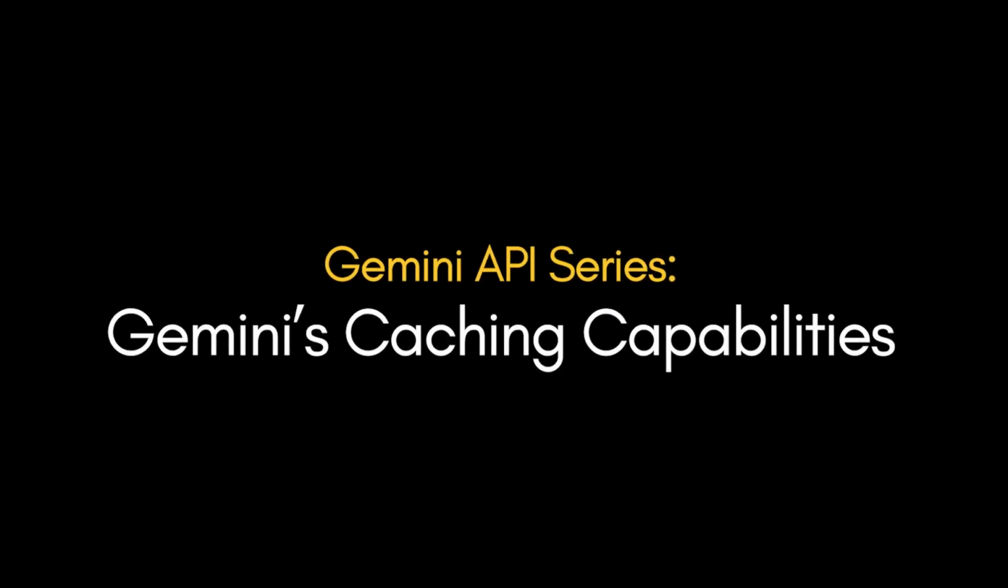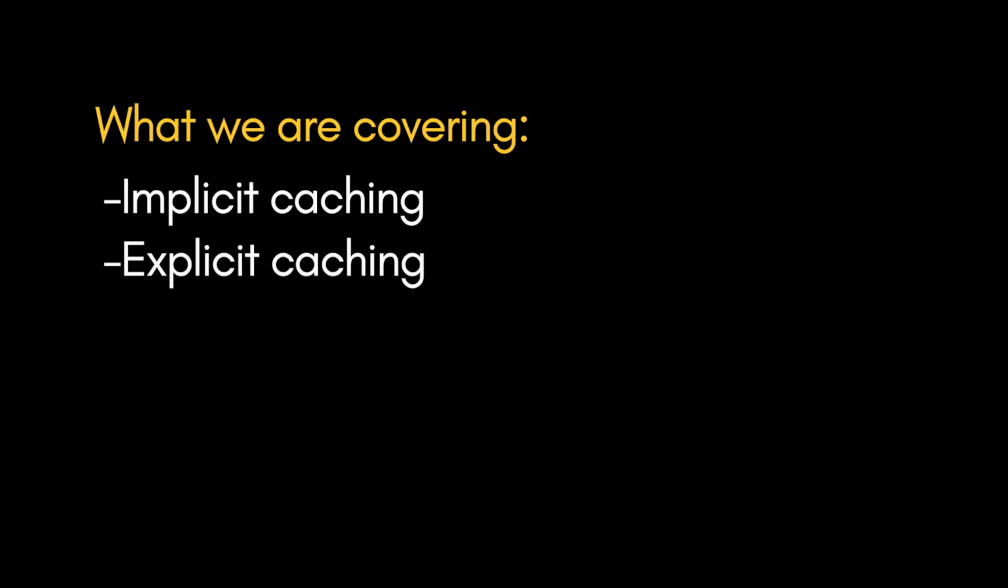We all know how expensive using these models could be, which is why caching is one of the most important things for you to learn as an AI developer. In this video, we're going to be covering Gemini's caching capabilities. We're going to be talking about the two types of caching, implicit caching and explicit caching. At the end of this video, you will have the prerequisite to build powerful applications using all the things we've previously talked about and the things that we're going to talk about in the remaining videos.